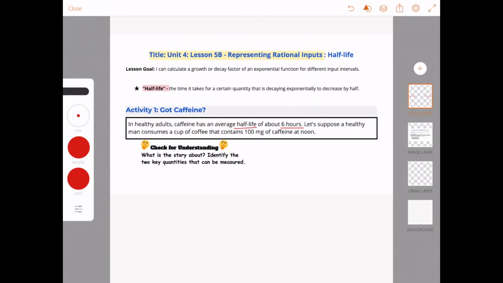So if a healthy man consumes a cup of coffee that has 100 milligrams of caffeine at 12 p.m., we're going to check here for understanding: what are the two key quantities that can be measured in this problem? The first one is the half-life, and that equals 6 hours. The second is that we have 100 milligrams of caffeine. That's the amount that he drinks, the amount of caffeine in his cup of coffee.